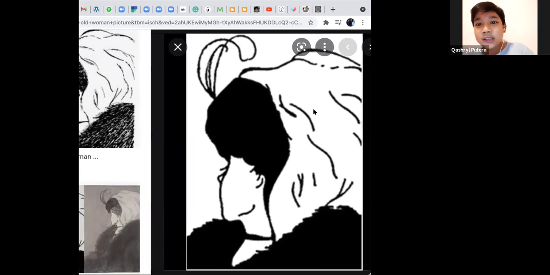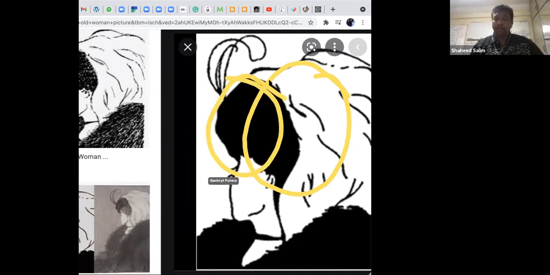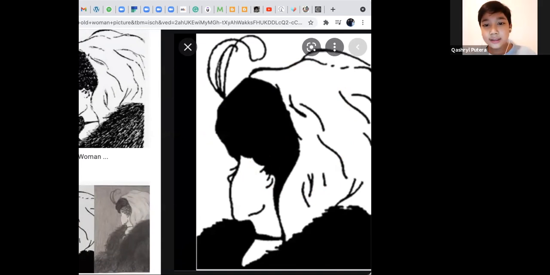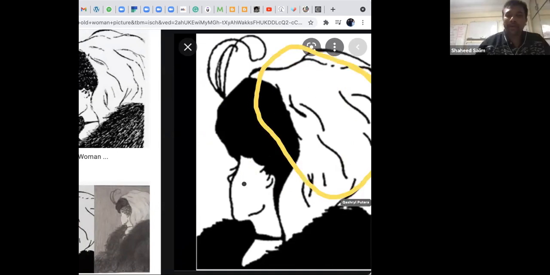This thing is the hair. This thing is the young hair. Okay, so that one is the young woman. Now the old woman. Erase that. Where is the old woman? The old woman is here. Down here now is the nose of the old woman. Can you see now? Big nose of the old woman.